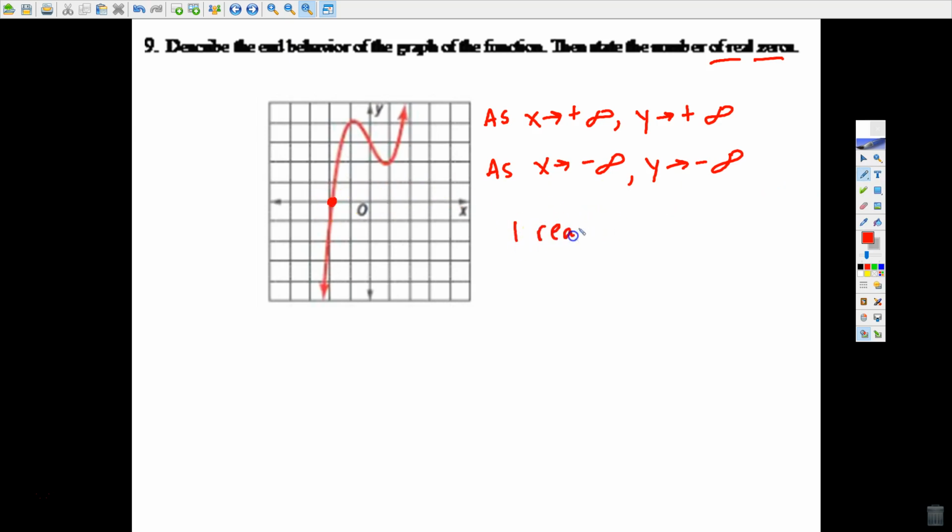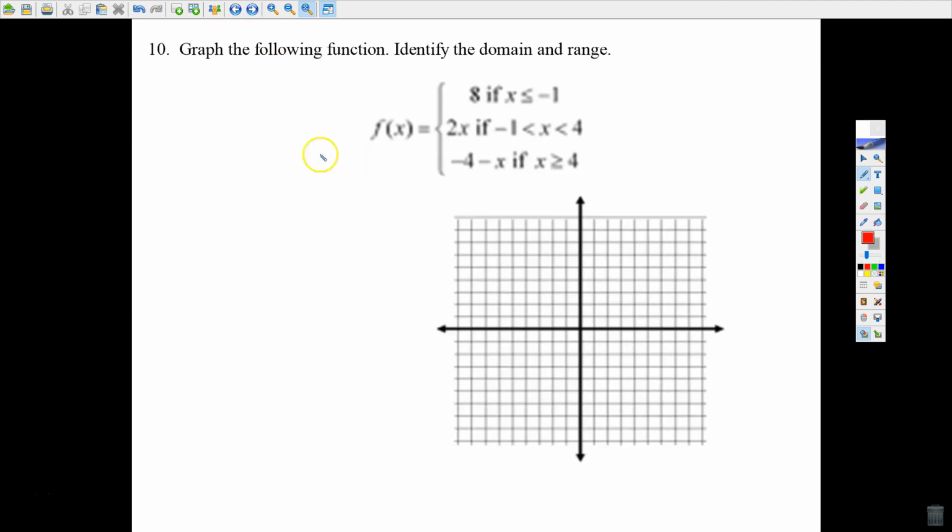So we're going to say the answer here is 1 real zero. We have a number of real zeros that would match the number of times that this graph crossed the x-axis. If it crossed 3 times, which is the maximum times that this particular graph could cross, we would have 3 real zeros. Okay, so that takes care of number 9.